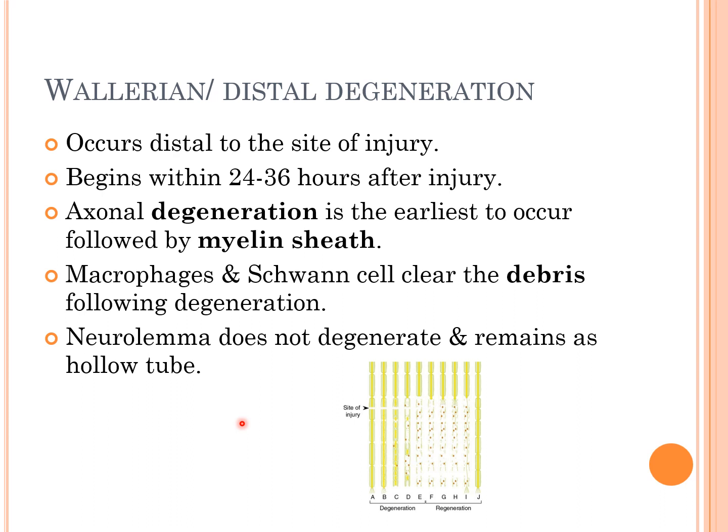What is the first change which occurs in Wallerian degeneration? The axis cylinder will swell up and break down into small fragments, and this forms a debris which is collected within the axis cylinder. So this is the first change which occurs. So axonal degeneration is the earliest to occur.